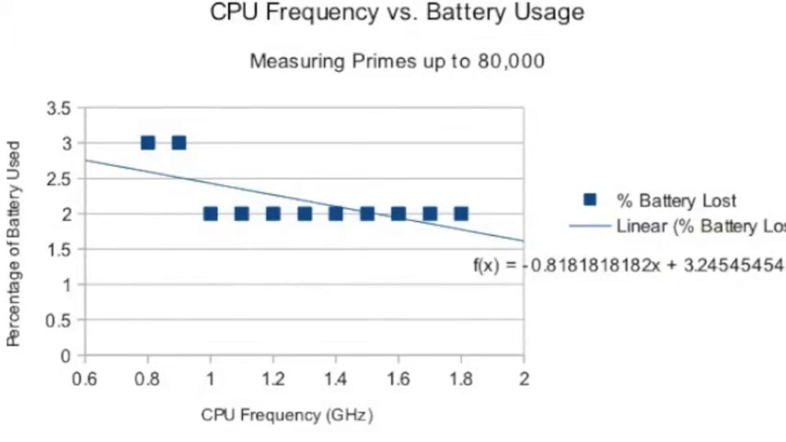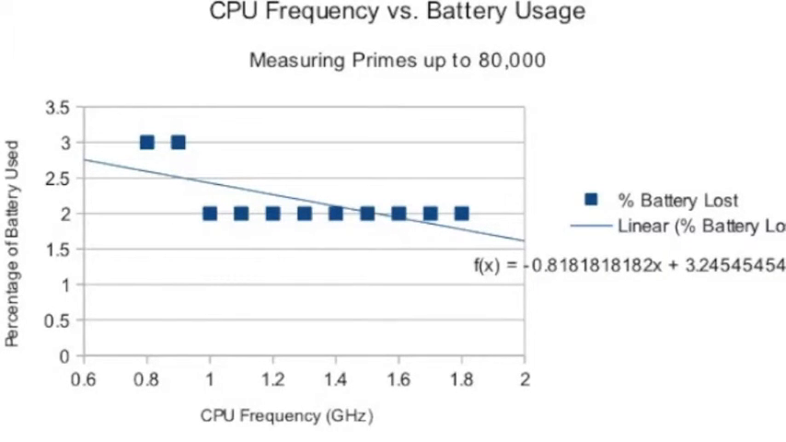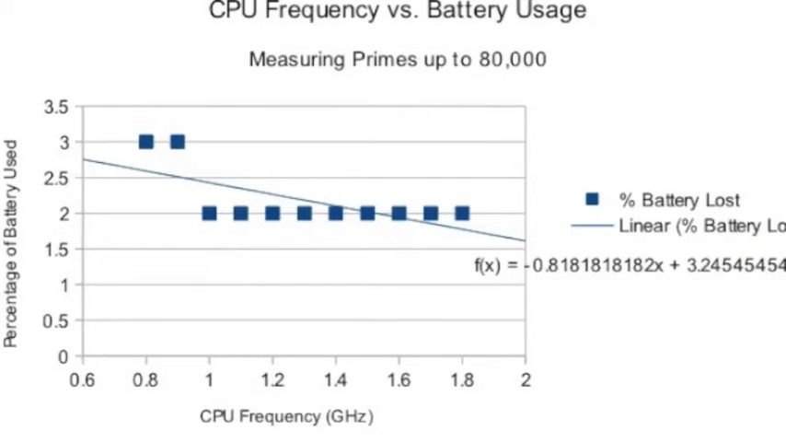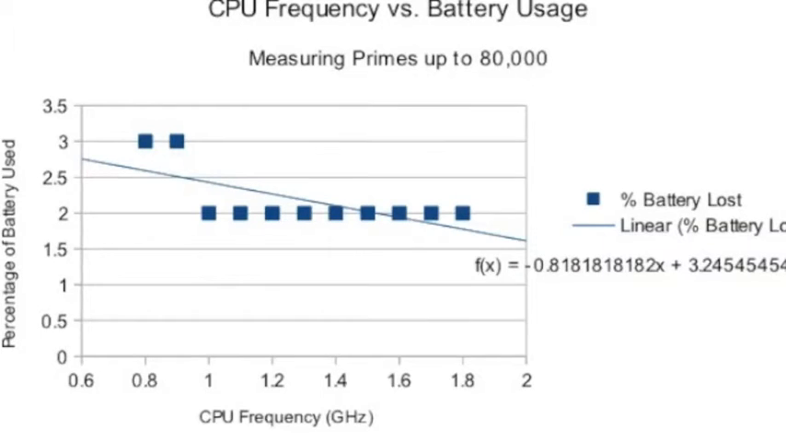Because the stress test was larger, the decline in battery usage was steeper, which is why you see the slope of the best fit line being much larger than it was in the second set of data, just because the stress test was larger, possibly because more time was spent calculating so many primes in the third set of data.